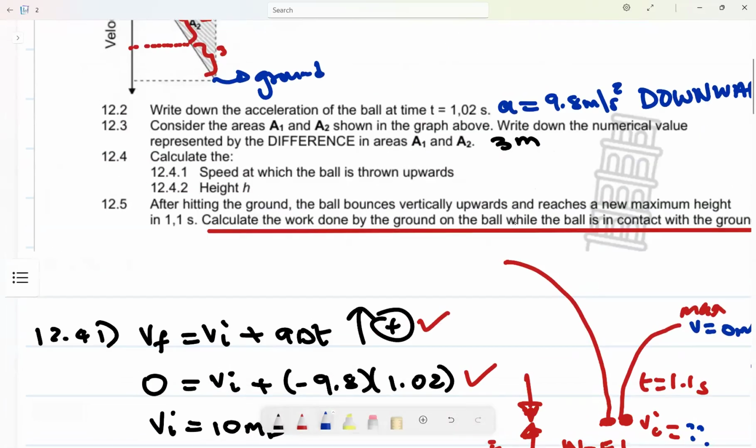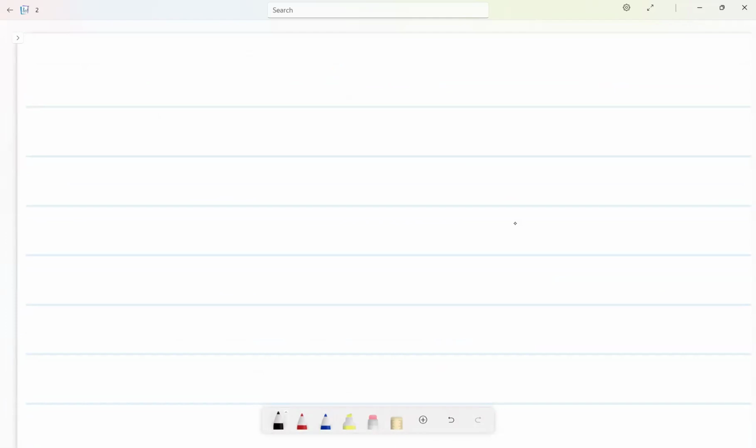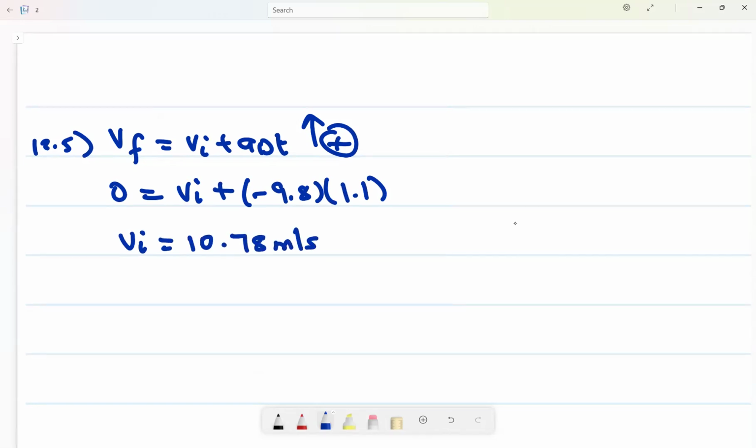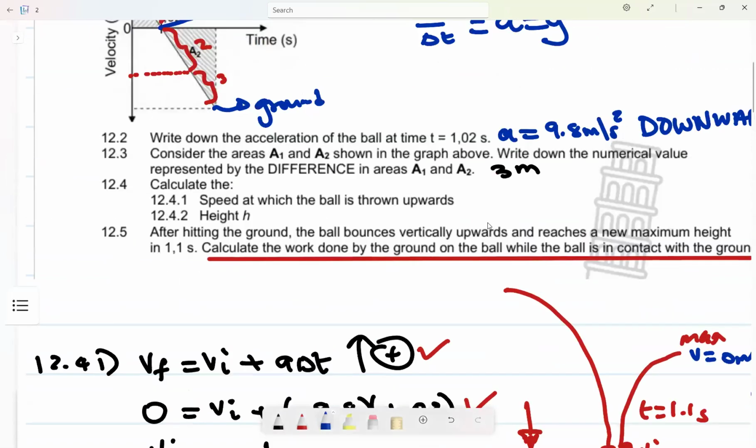Okay, this is number 12.5. This was a very interesting question. I'm going to say VF is equal to VI plus A change in time. Upwards is positive. Therefore, V final is 0. Therefore, I want V initial, the one that it moved from the ground with to reach the maximum height. Acceleration is 9.8, and the time they're telling us is 1.1. Therefore, the initial velocity is 9.8 multiplied by 1.1. Therefore, it moved upwards with a velocity of 10.78 meters per second. And it should be greater than the velocity it reached the ground with.